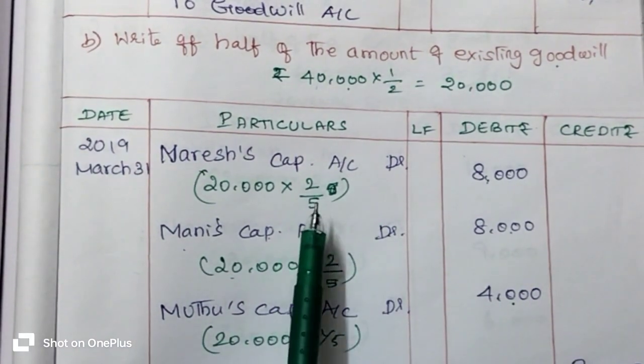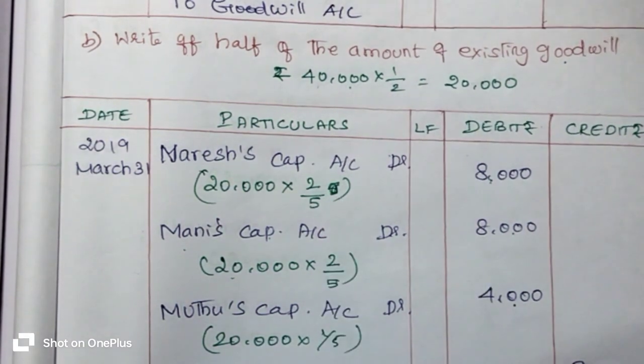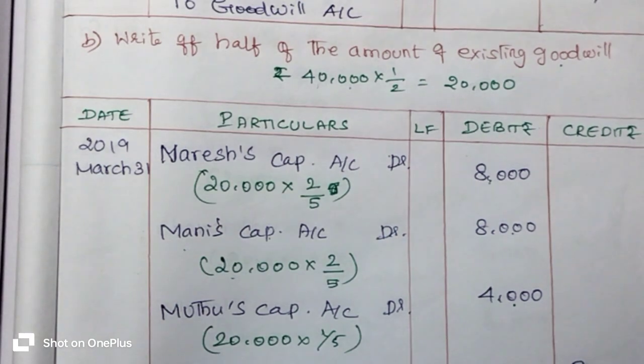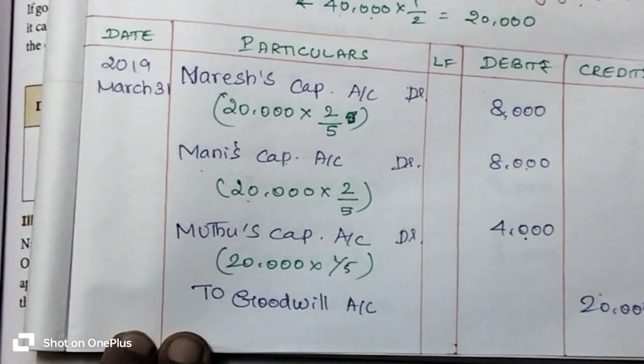So what is the journal entry? Write off half of the amount of existing goodwill: all partners' capital accounts debit to goodwill account 20,000 rupees.